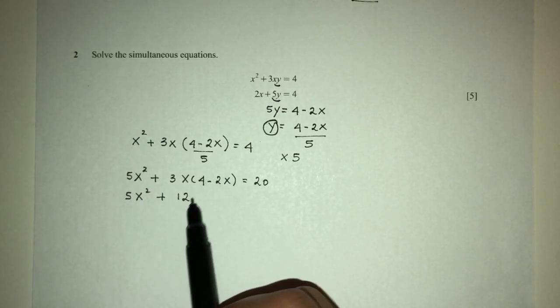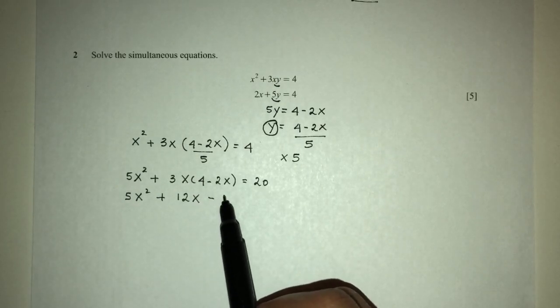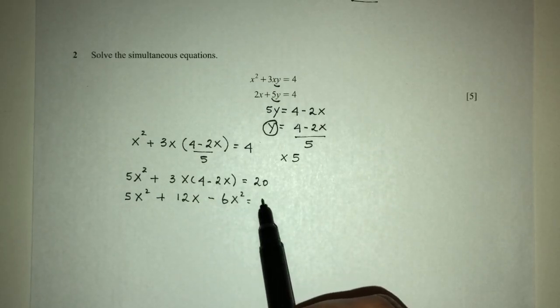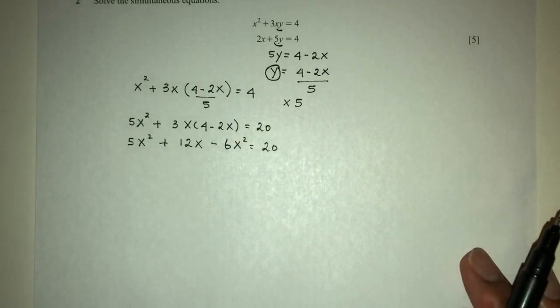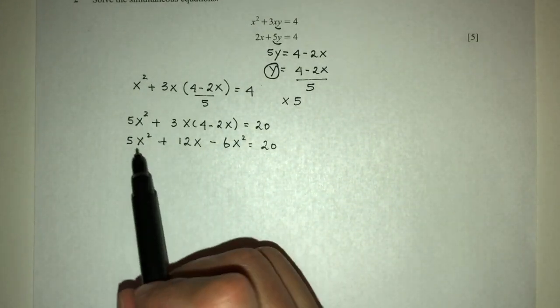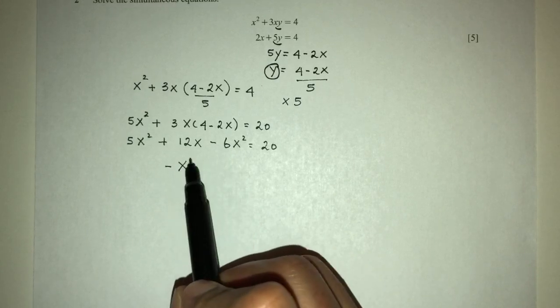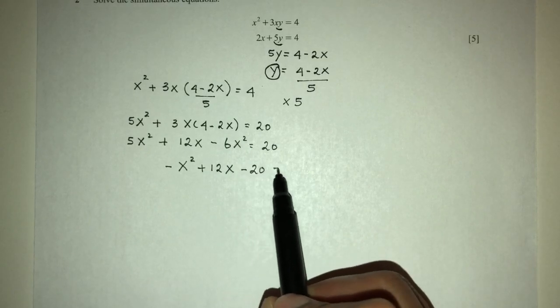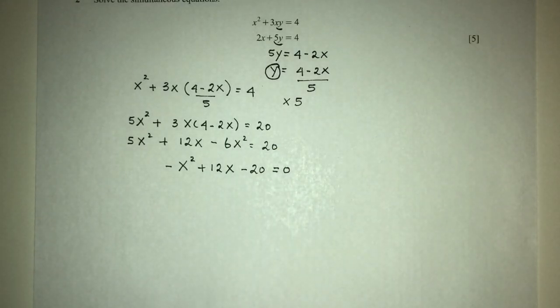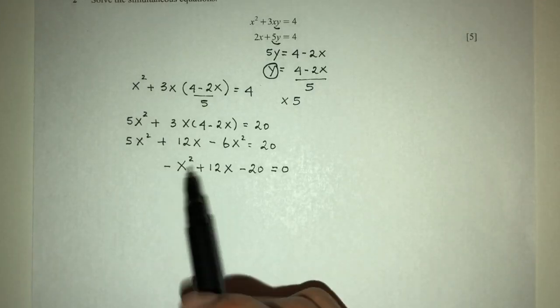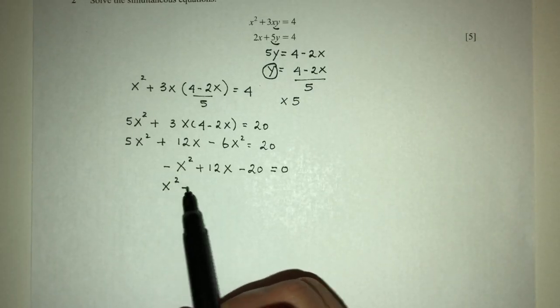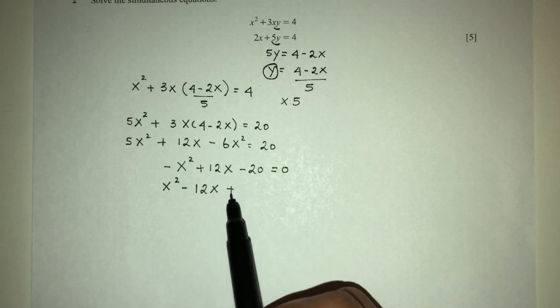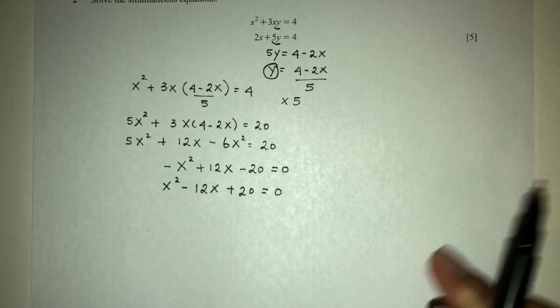plus 12x minus 6x squared will be 20. Okay, now let's simplify. 5 minus 6 will be minus 1, plus 12x. Send this on this side will be minus 20. Now as you can see, we have the coefficient of x squared is minus 1. So let's send everything to the other side, or we can multiply everyone by minus 1, so it can become positive. That will be x squared minus 12x plus 20 is 0.